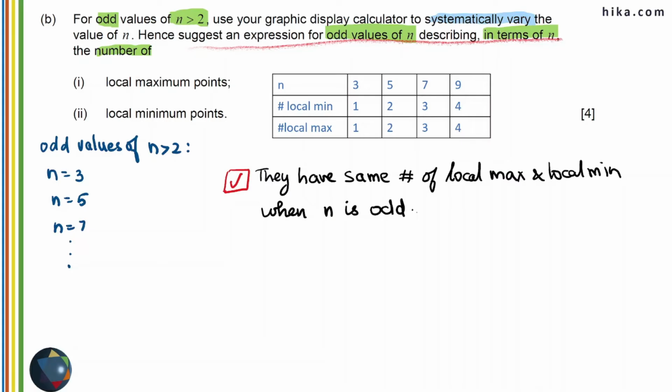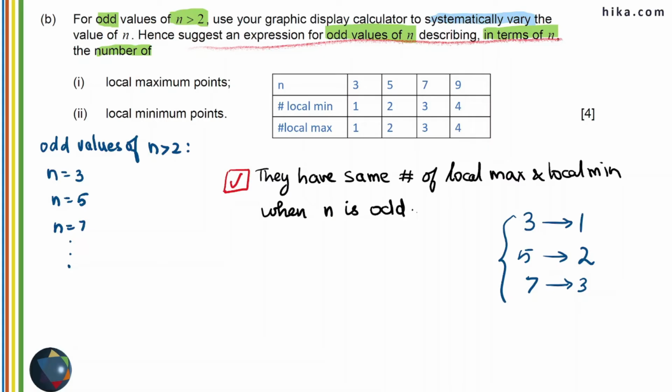So let's collect the sequence. For n equal to 3, the number of local minimum or maximum is 1. For n equal to 5, it is 2. For n equal to 7, it is 3, and so on. So you can see that for n equal to 11, what would it be? It's going to be 5. For n equal to 15, what's it going to be?